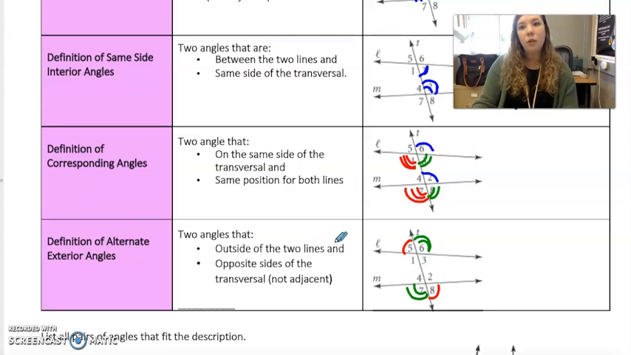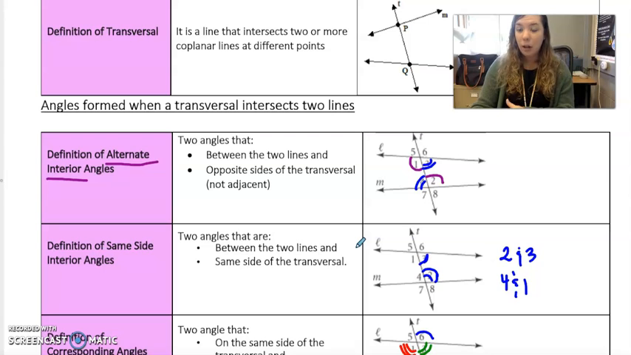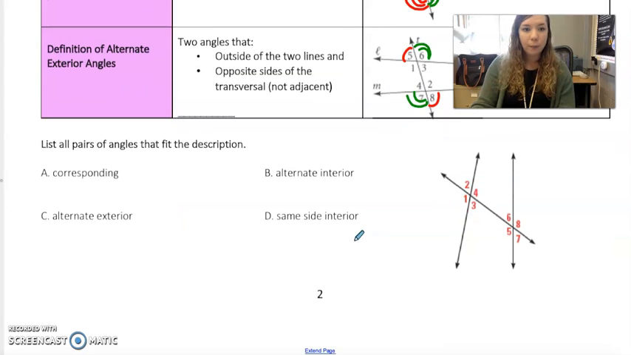And in our next section of notes, we'll talk about which of these would be congruent and which ones would be supplementary, which is the case when your lines are parallel. But for our purposes today, L and M are not parallel, so we can't assume anything is congruent or supplementary just based on our picture.